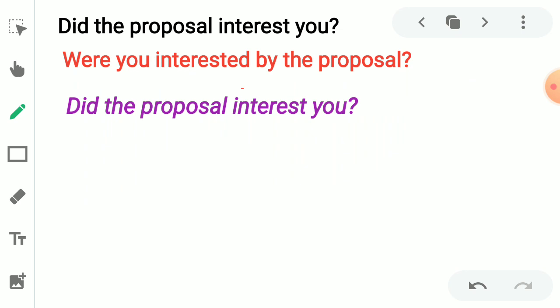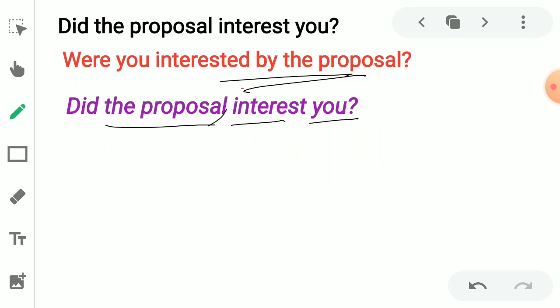Next, did the proposal interest you? Were you interested by the proposal? That is the answer. How to find this answer? It's very simple. Just have a look at it. Did the proposal interest you? This is a yes or no question. The sentence is given in the interrogative form. You have to convert this particular sentence into affirmative. How can you do it? The proposal interest you.